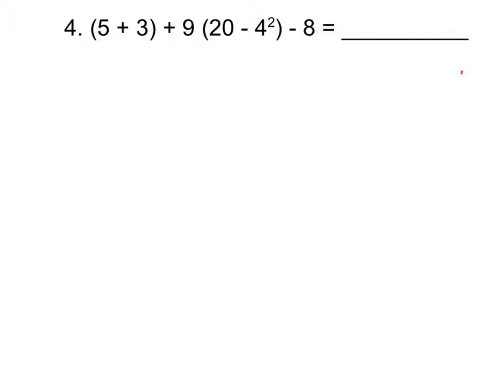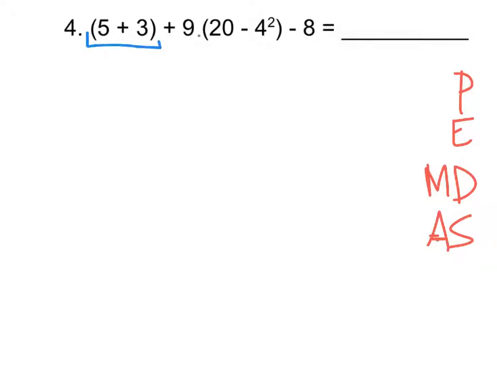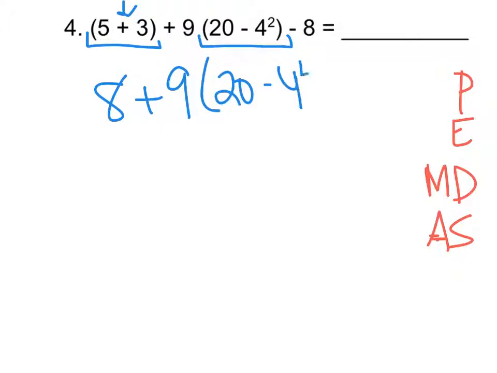I want to go ahead and once again write my PEMDAS off to the side. You'll notice that I'm going to work with parentheses first. I have two sets of parentheses, so I'm going to work with the first set first. 5 plus 3 is 8, plus 9, parentheses 20, minus 4 squared, minus 8. Now I'm going to take a look at the other set of parentheses.